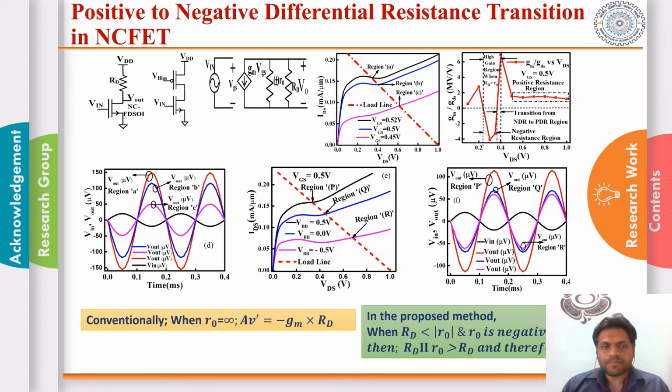But in the proposed method, if my load resistance is smaller than the driver resistance, and the driver resistance is negative, the total output resistance offered by the system would be greater than RD, and thereby we can achieve higher gain. In this one, we are utilizing the NDR region of the output current characteristic, and we can see from the figure as well. If we bias the transistor in region A, the gain offered in region A is higher than the other two cases, and that gain can also be modulated with the help of back body bias, since back body bias modulates the NDR to PDR transition range.